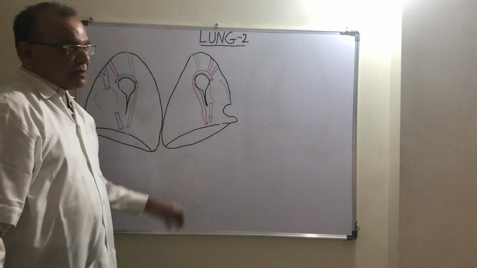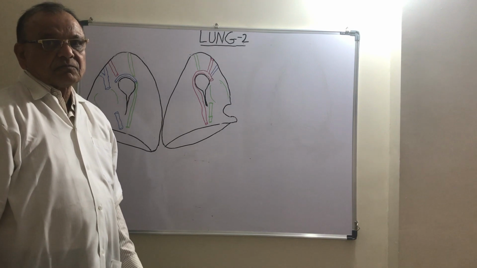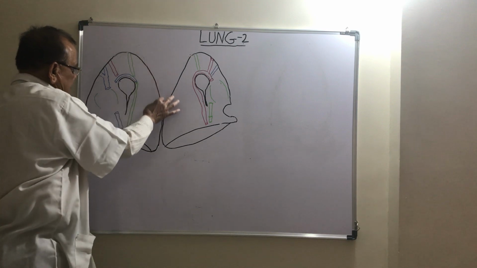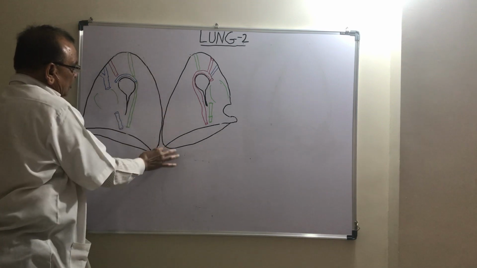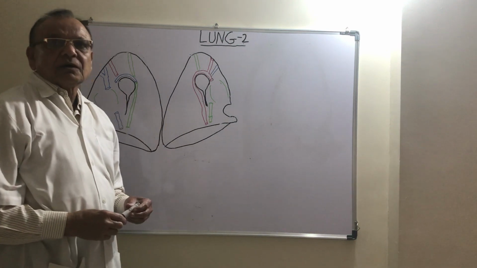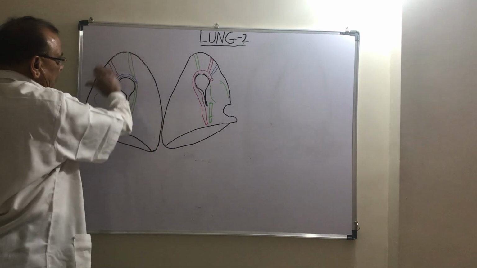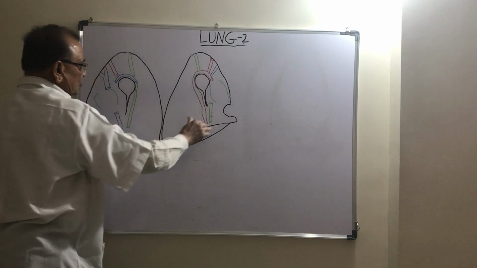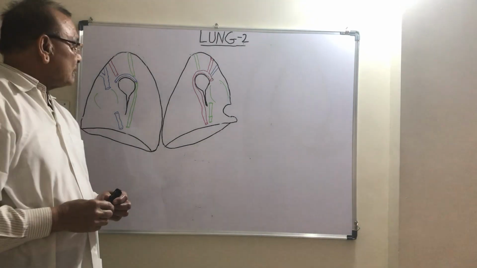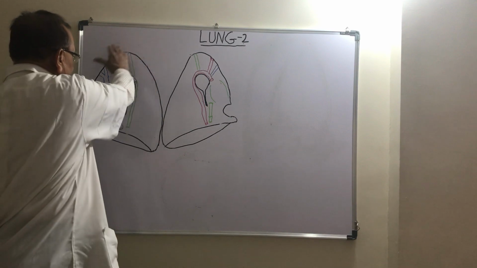Now the medial surface of the lung is divided into two parts. The smaller, narrow posterior part of both the lungs is called the vertebral area. And the remaining part of both the lungs is called the mediastinal area. So the medial surface is divided into two parts: the posterior narrow part is called the vertebral area, and the remaining part is called the mediastinal area.